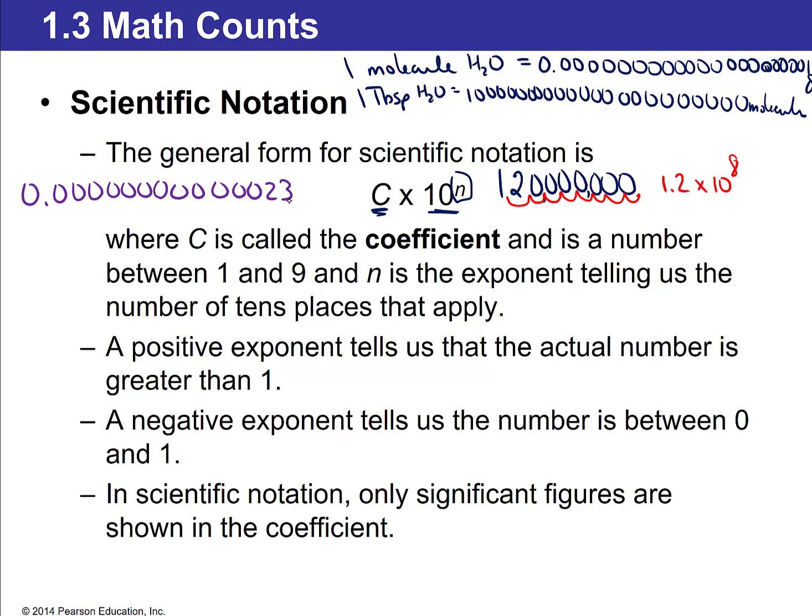Like that number, like that 120 million. But if I see a decimal place, that's the point I start from, and I've got to count the number of decimal places I have to move to make this 2.3. Okay, so you start off here, 1, 2, 3, 4, 5, 6, 7, 8, 9, 10, 11, 12, 13. So this is 2.3 times 10 to the negative 13.